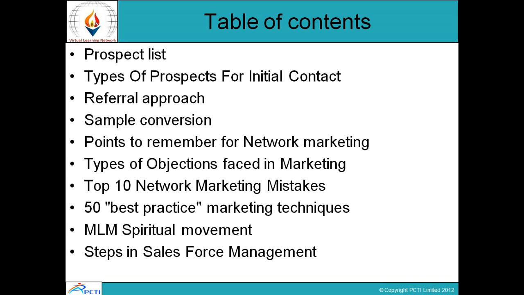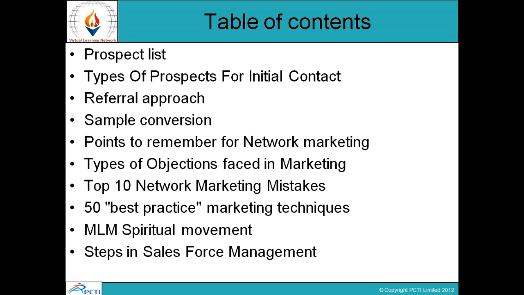Today we are going to cover different topics like the prospect list, and the types of prospects for initial contact that must be considered. Then we will discuss the referral approach, sample conversion, and points to remember for network marketing.